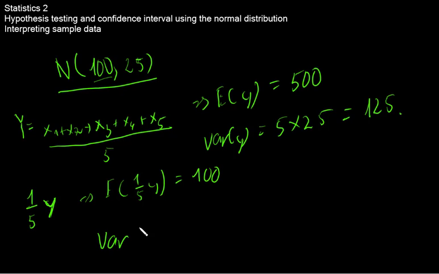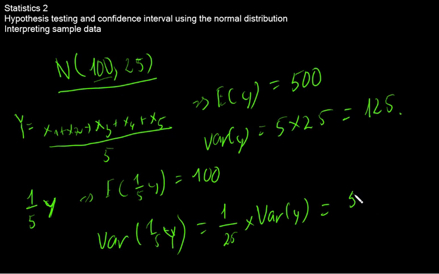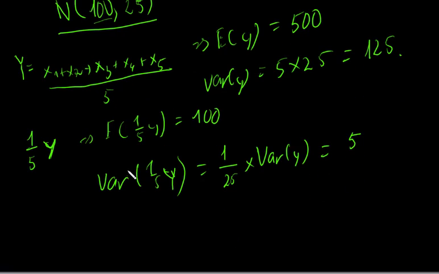The variance of 1 over 5y. Now this is where it gets interesting. So 1 over 5y, this will be 1 over 25, so 1 over 5 squared times var of y. So this is equal to 5. So the mean of this can be denoted by x with a bar on top of it. So the mean of it has a distribution of N with mean 100 and variance 5.